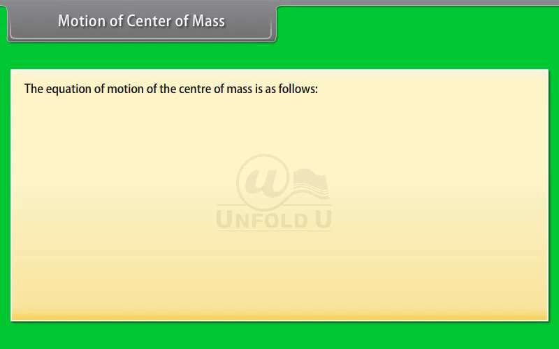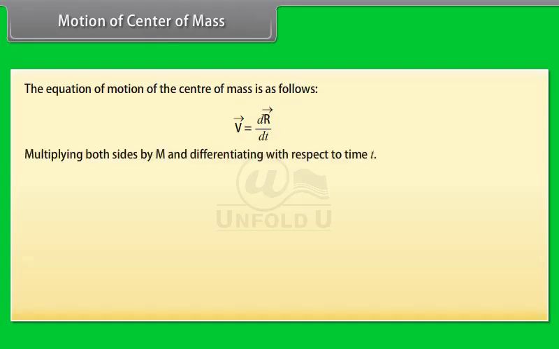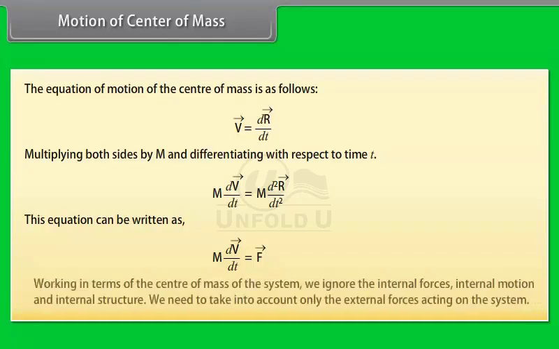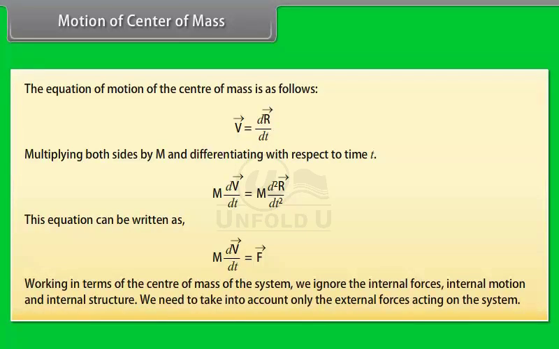The equation of motion of the center of mass is as follows. v vector = dr vector/dt. Multiplying both sides by m and differentiating with respect to time t, we get m dv vector/dt = m d²r vector/dt². This equation can be written as m dv vector/dt = F vector. Working in terms of the center of mass of the system, we ignore the internal forces, internal motion and internal structure. We need to take into account only the external forces acting on the system.